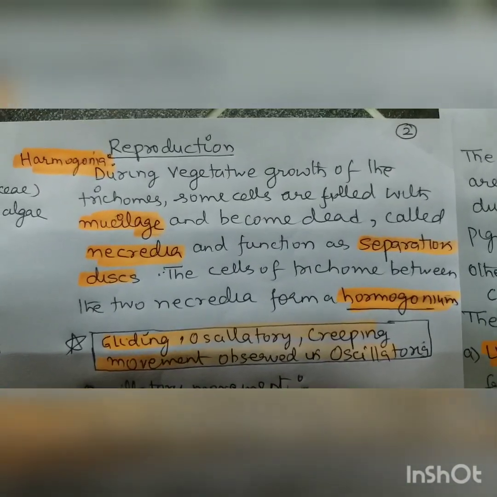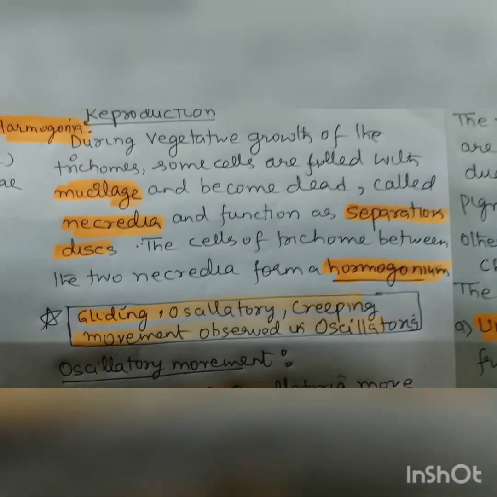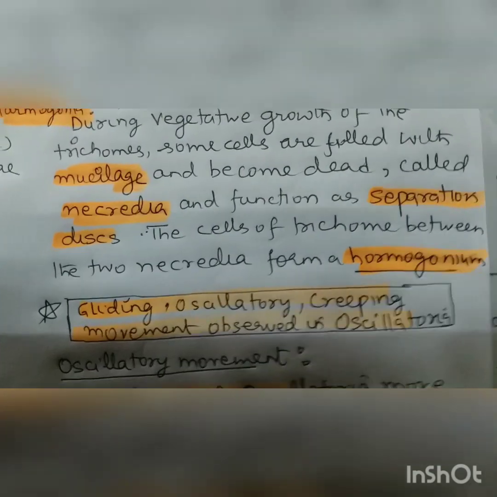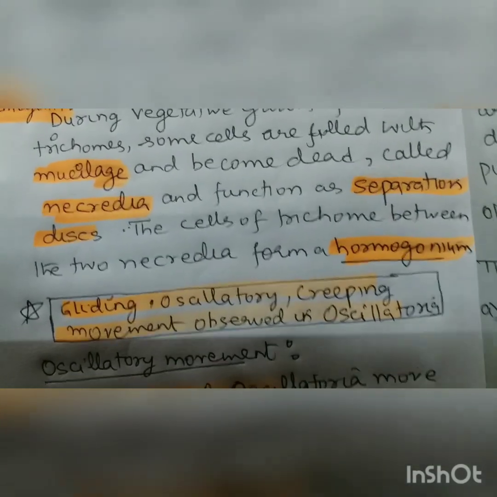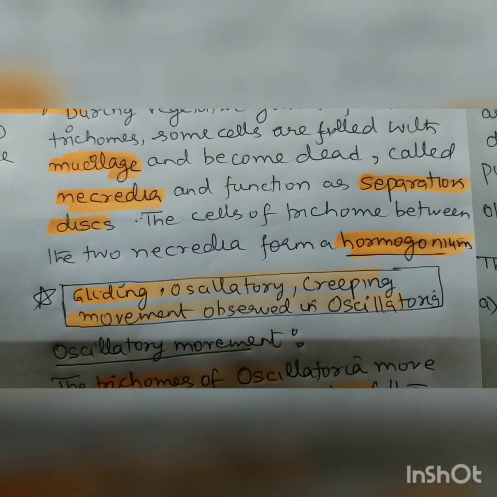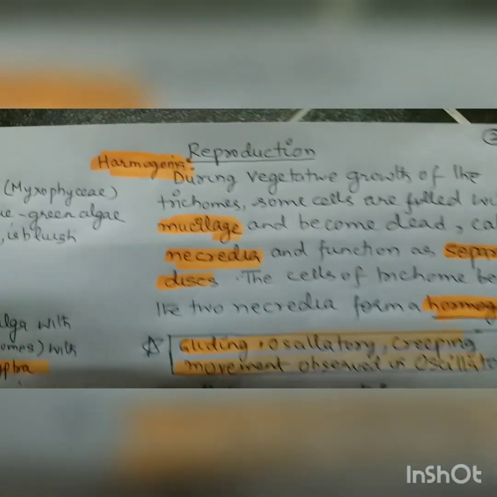During vegetative growth of trichomes, some cells are filled with mucilage, right? They become dead and are called necridia, and function as separation discs. The cells of the trichome between the necridia are called hormogonium. So the first type of reproduction is hormogonium, and to understand it, I want to show the diagram.